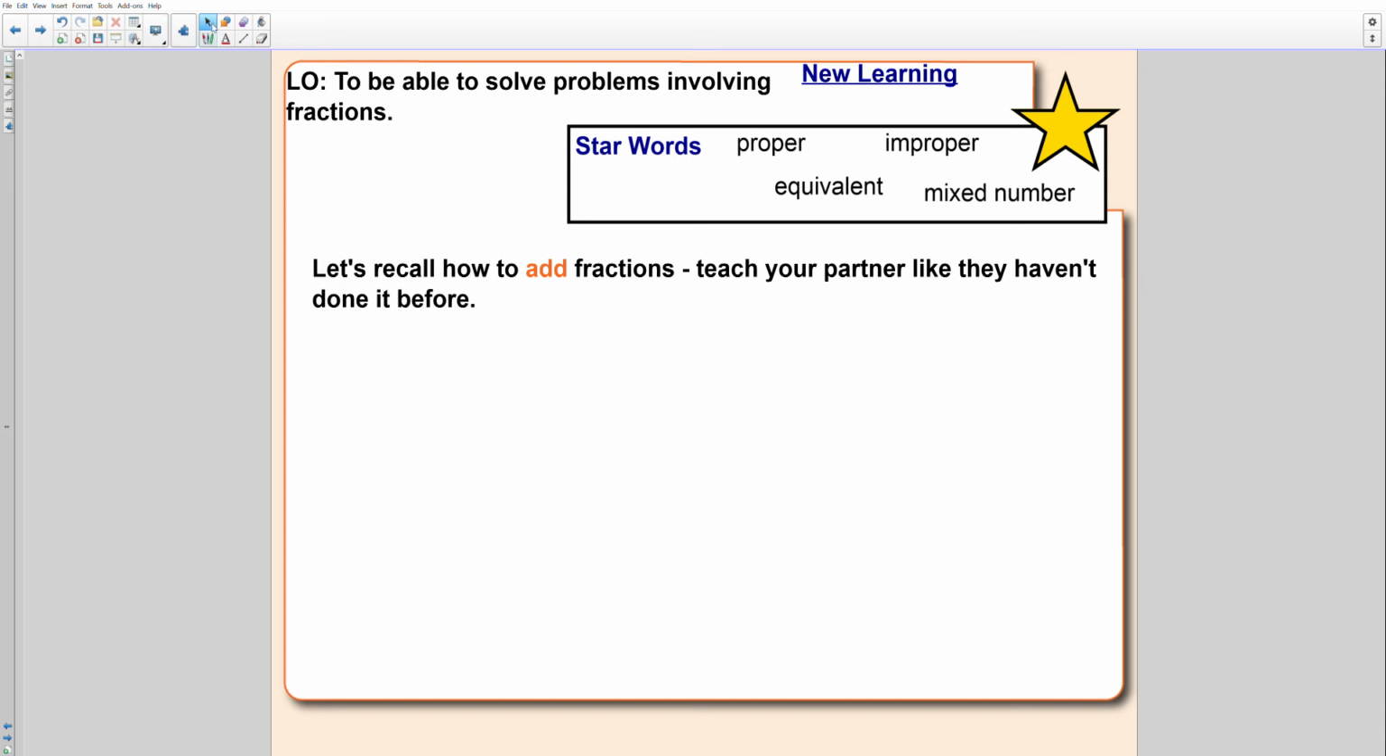So if we're adding fractions, let's say we've got something like 3 quarters plus 1 quarter. Of course, that's going to be 3 plus 1 is 4. The denominator doesn't change. That's going to be 4. Of course, 4 quarters is the same as 1 whole. So that's one way of doing it.